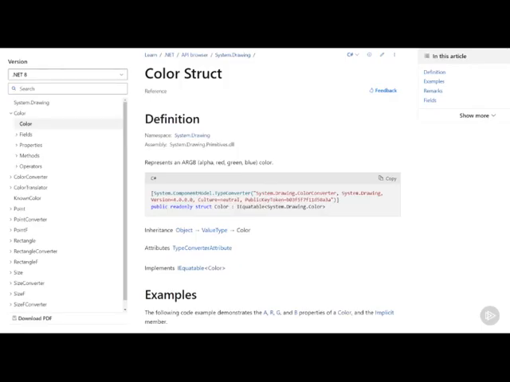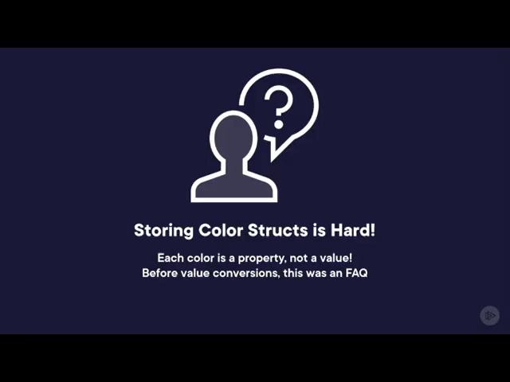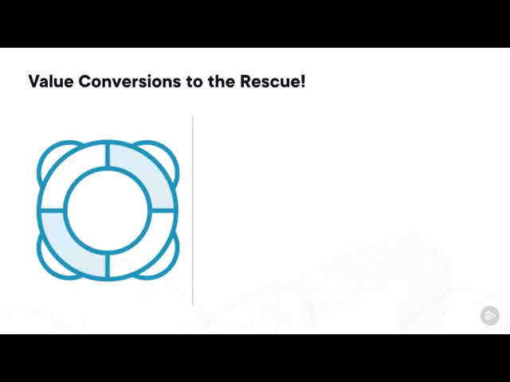So developers have always had to do their own transformation code. The various colors aren't even values. They're different properties of the struct. So you can find a lot of threads on places like Stack Overflow asking for advice on how to transform a color struct when you're using EF Core. As EF Core evolved, it gained a super cool feature called value conversions.